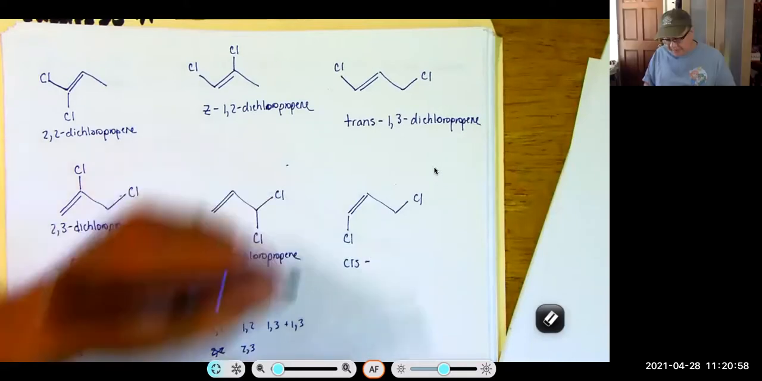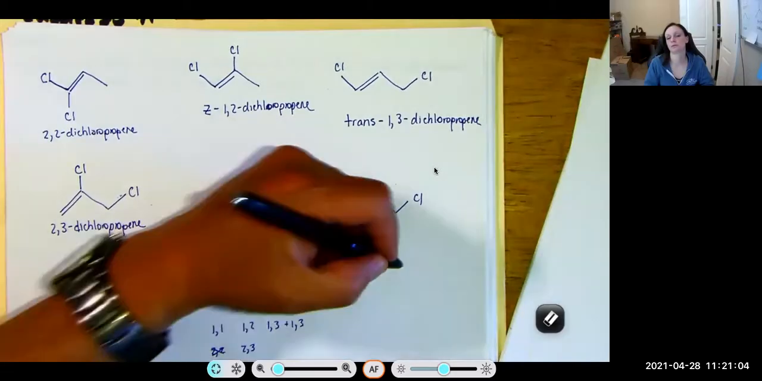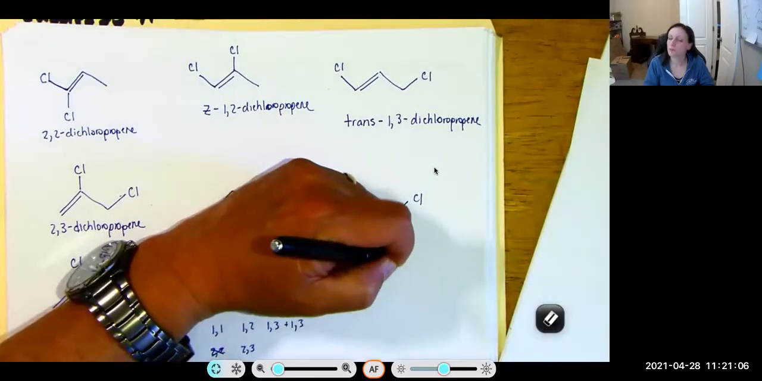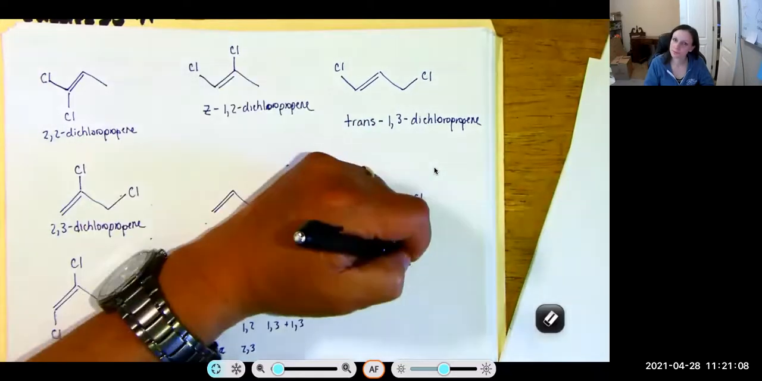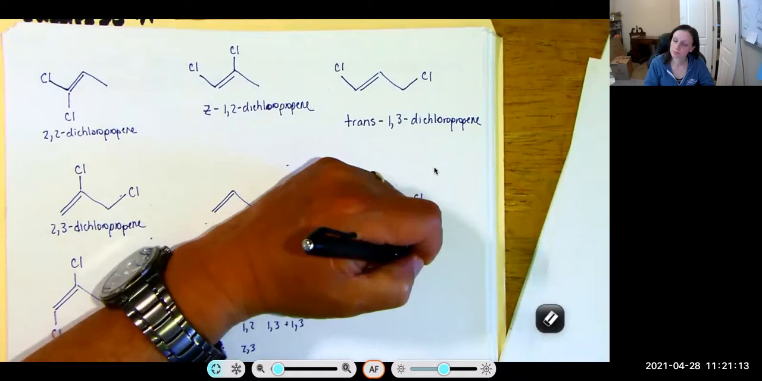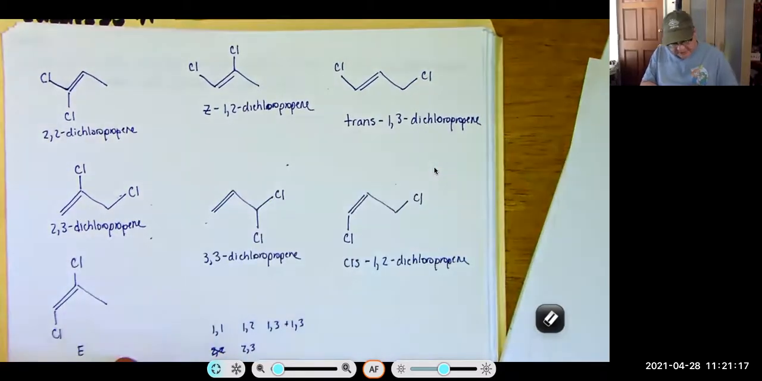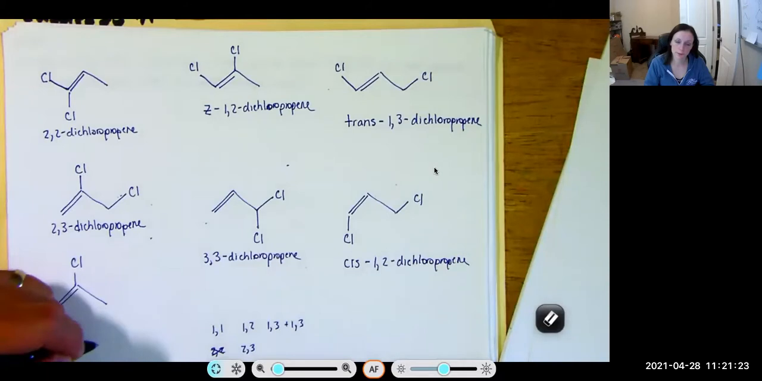How about this one? Cis 1, 3 dichloropropene. And this one's E. E what? 1, 2 dichloropropene.